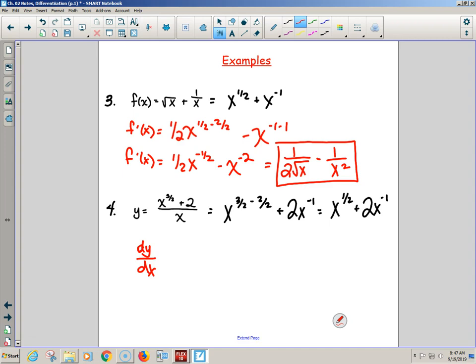Exponent rules. When I have common bases dividing, I subtract their exponents. Oh, that's what it was. Okay. So I did this guy over that guy, subtracting the exponents, and I did that guy over that guy, subtracting the exponents. So x to the 3 halves over x to the 1, and then 2 over x to the 1.